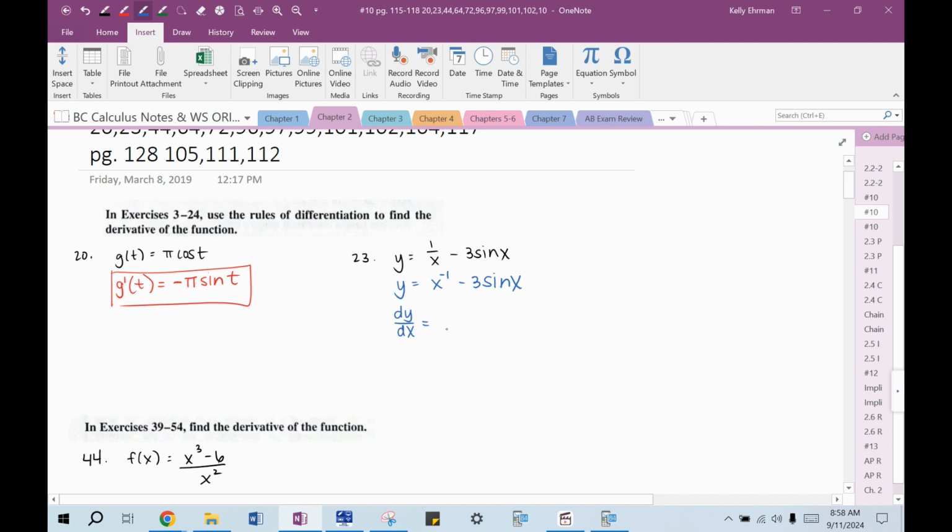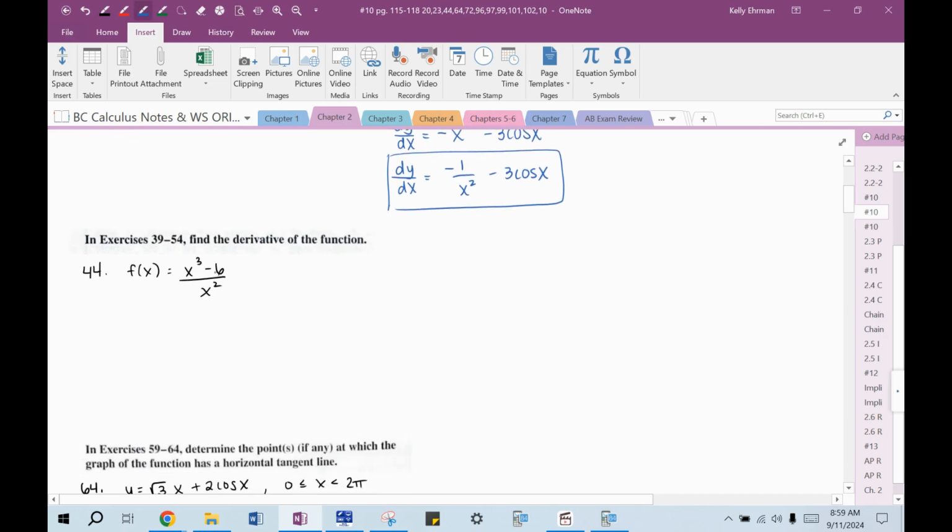All right, so power rule says this is going to be negative x to the negative 2. The derivative of sine is cosine, so minus 3 times cosine x. And then we just always should be in the habit of rewriting negative exponents. But beyond that, you don't really have to get common denominators because we're just finding derivatives. We're not setting them equal to anything, so there's no reason to combine.